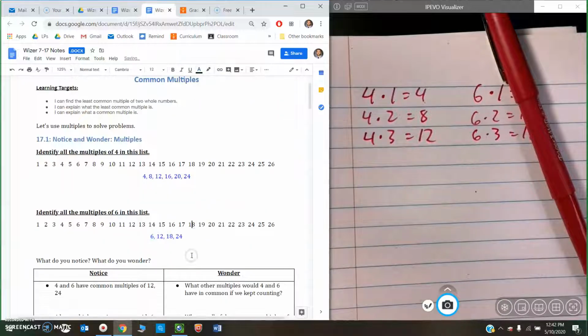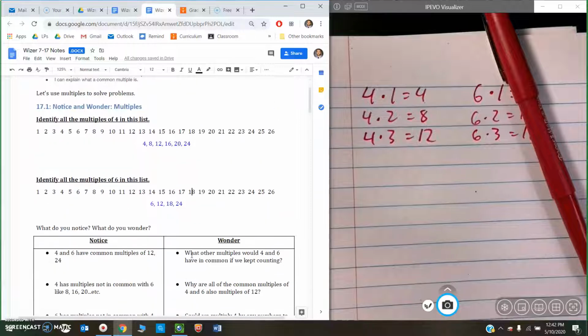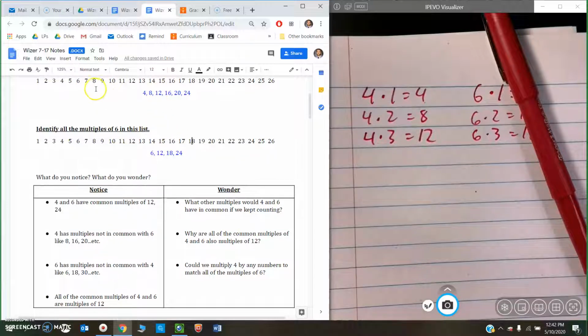So at this point, if you want to go ahead and fill out your notice and wonder chart, you can pause the video and do that now. Here are some notices and wonders that I thought of. 4 and 6 have common multiples of 12 and 24, meaning that I can multiply 4 by something to get 12, and I can also multiply 6 by something to get 12. They both also have multiples that are not in common with each other, right? 16 is a multiple of 4, because 4 times 4 is 16, but I can't multiply 6 by anything to get 16.